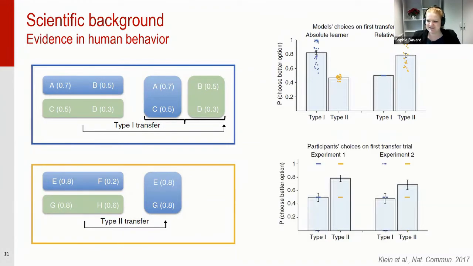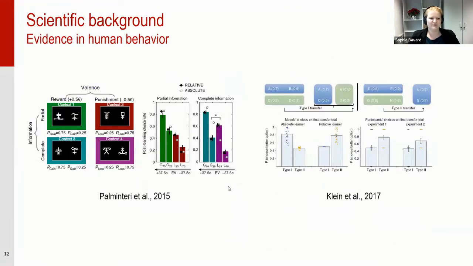And these are the results. These are the predictions of an absolute learner, and these are the predictions of a relative learner. And as we can see, the relative learner matches participants' behavior. So therefore, in the literature, there is common evidence for context-dependent learning in humans.